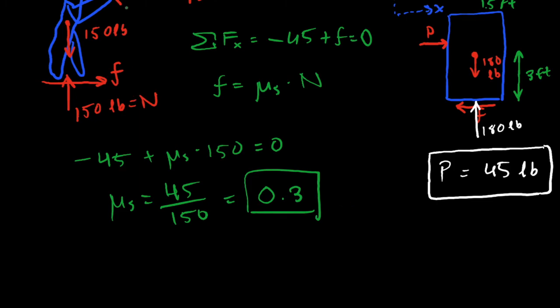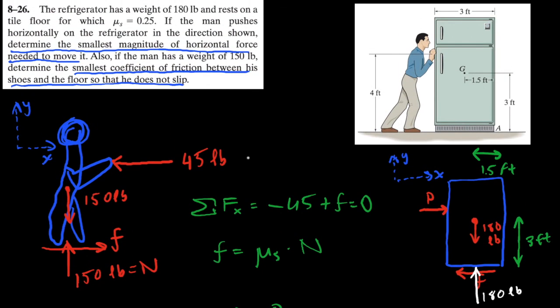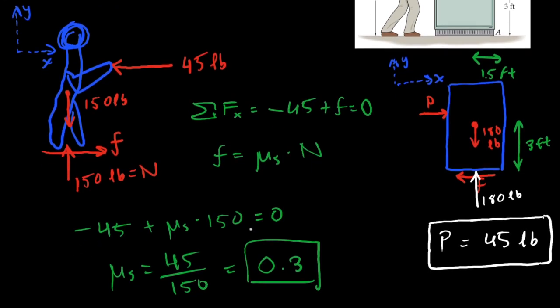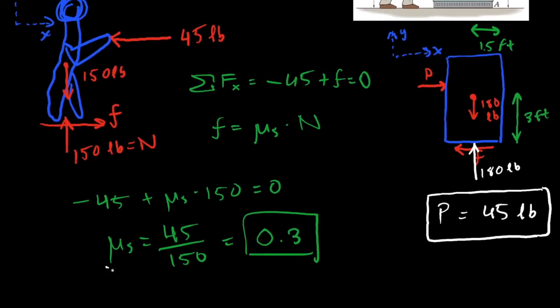And again, just to go over it one more time, the question asked for the smallest magnitude of P here, and also the smallest magnitude of the coefficient of friction, which we both calculated in these two boxes. We boxed our answers here, and that pretty much concludes the whole question.